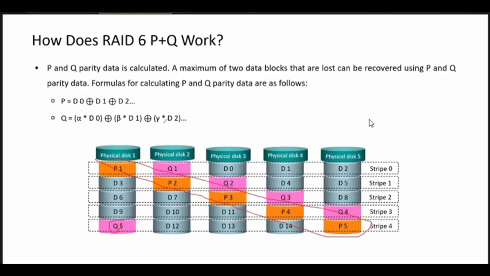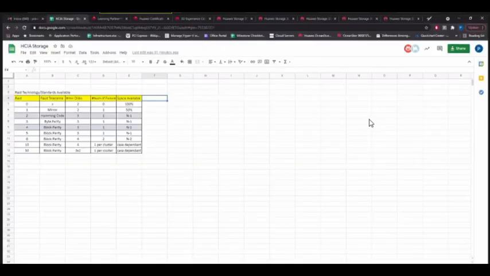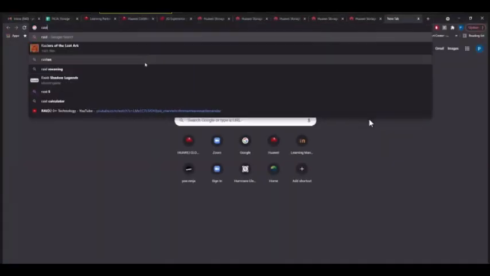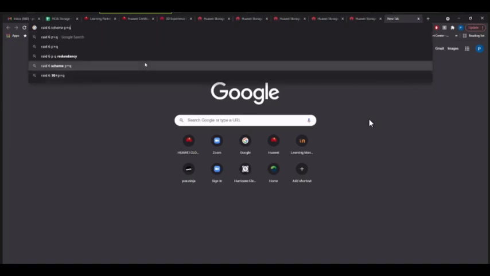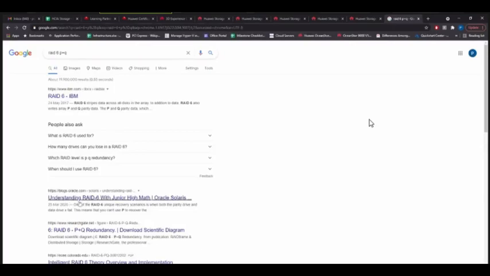If they do ask you this question in the exam, that's some crazy stuff. To calculate this is not easy, because we need to know the value of D1, and what the alpha, beta, and gamma values are. So that's only found in RAID 6. You can find it online. So RAID 6, RAID 6 P plus Q. Understanding RAID 6.